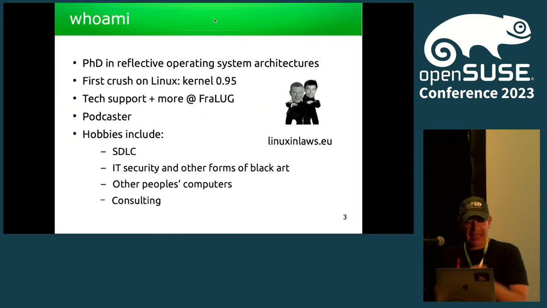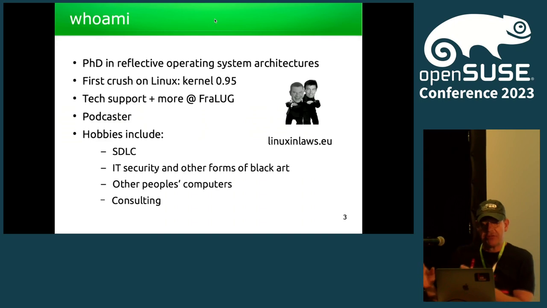As part of this PhD, we didn't use BSD as a development and test system, but rather this new thing called Linux. Again, we're talking about '93, '94 here. Linux was just emerging, and that was my first crush with an operating system. I started to use it when the kernel had just reached version 0.95. At the moment, among other things, I'm doing tech support and more at the Frankfurt Linux User Group.